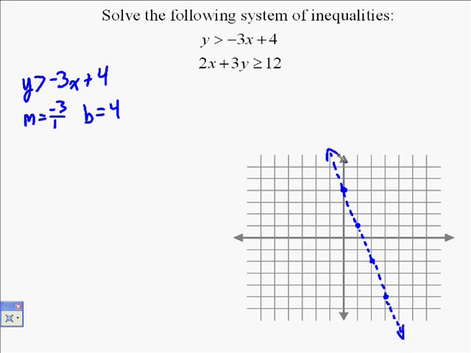Notice that my line is dotted. Remember, whenever it's a less than or a greater than, then it's a dotted line. It doesn't become solid unless it's equal to.